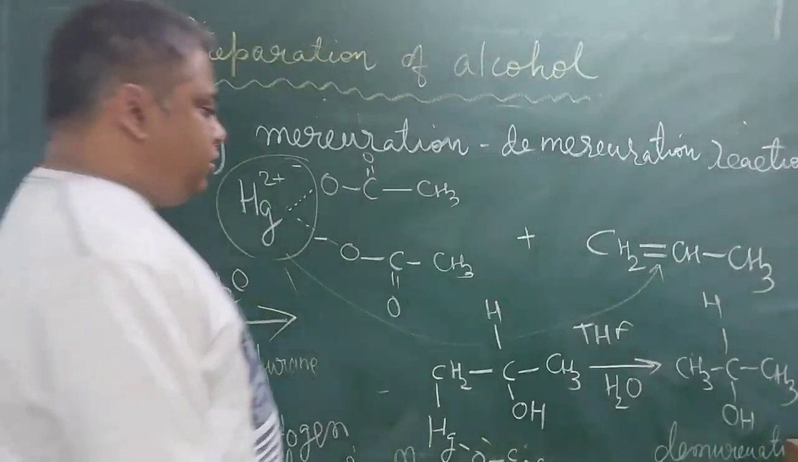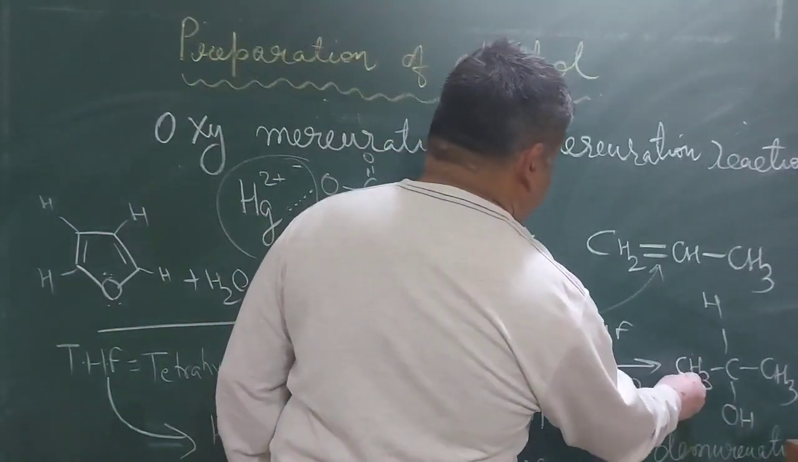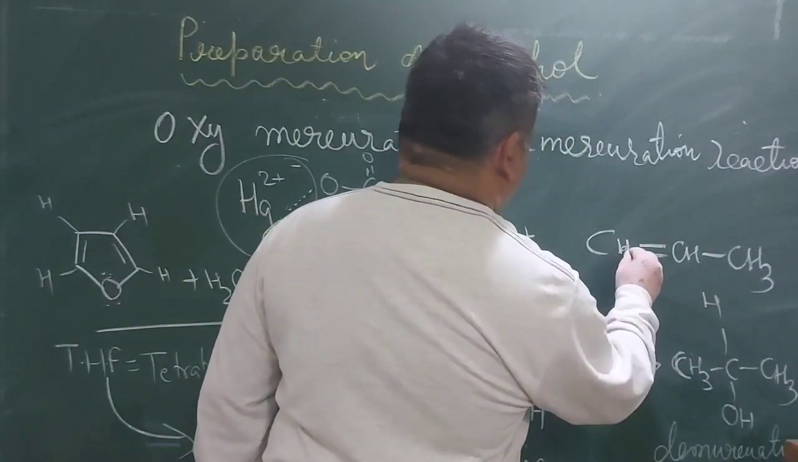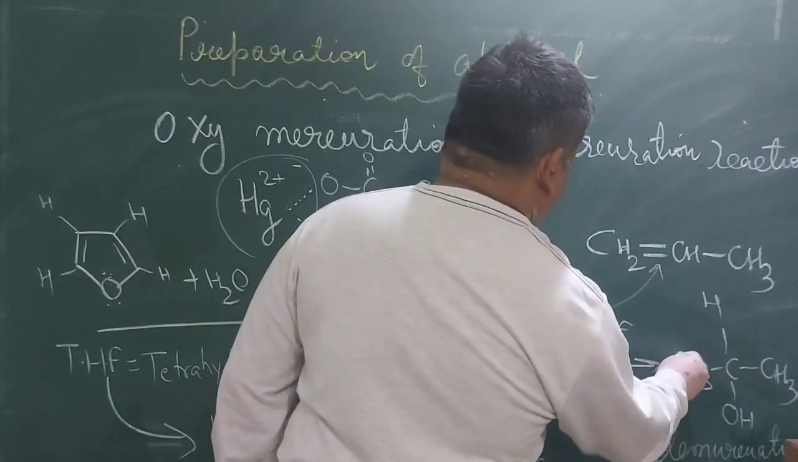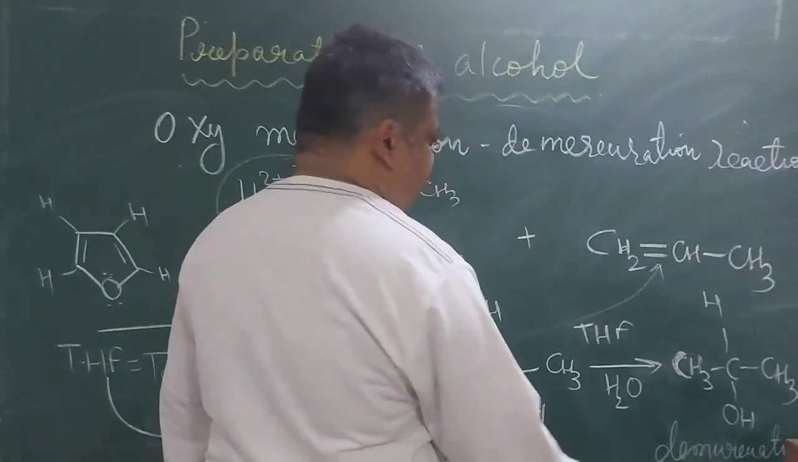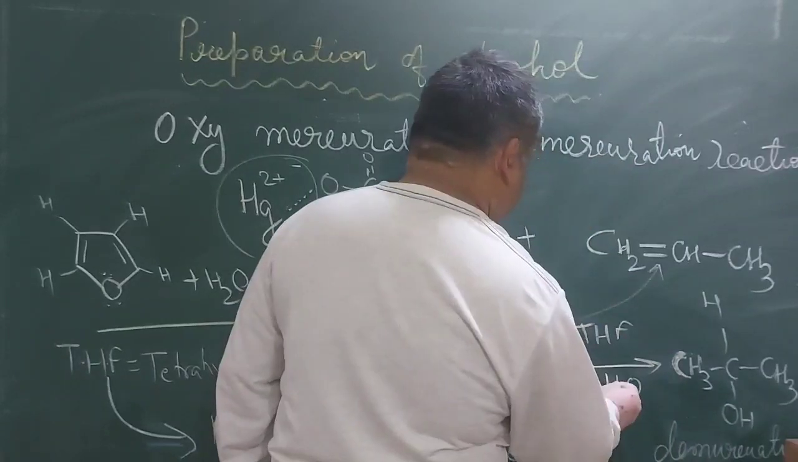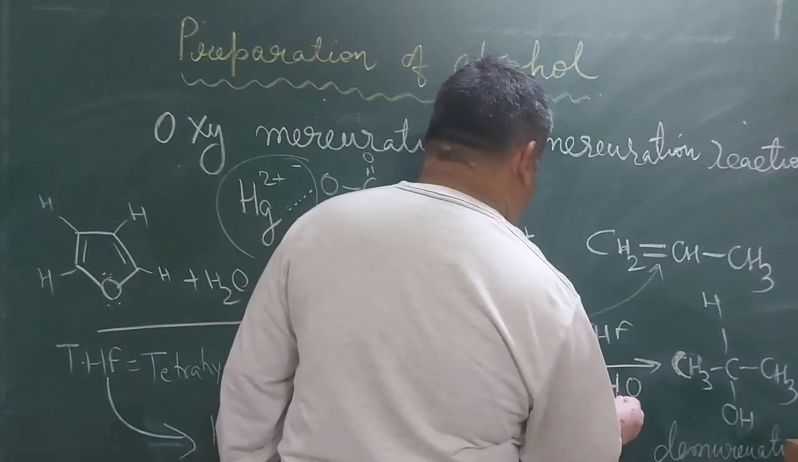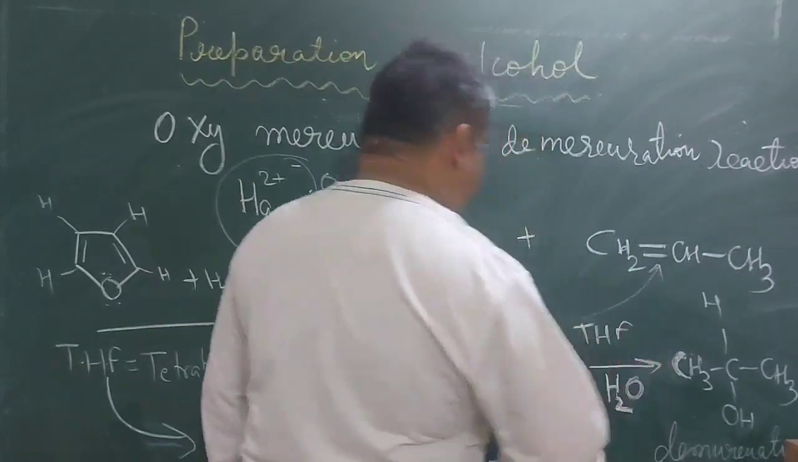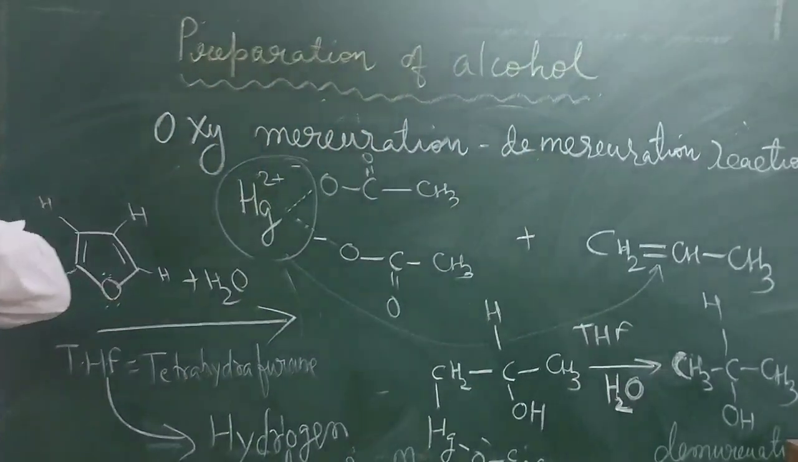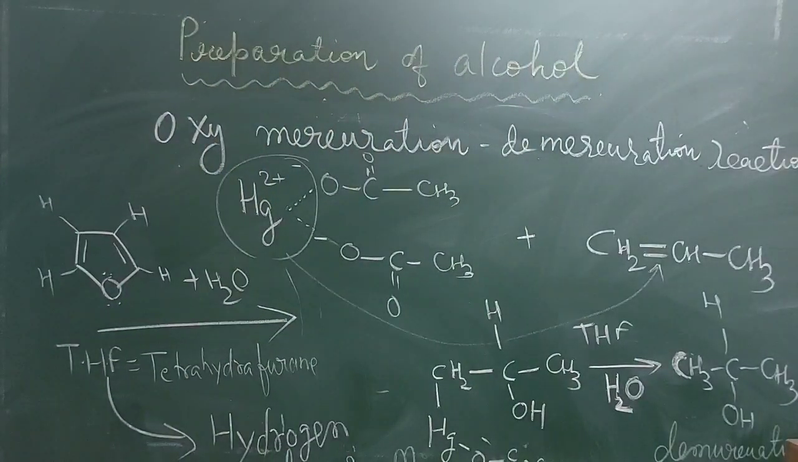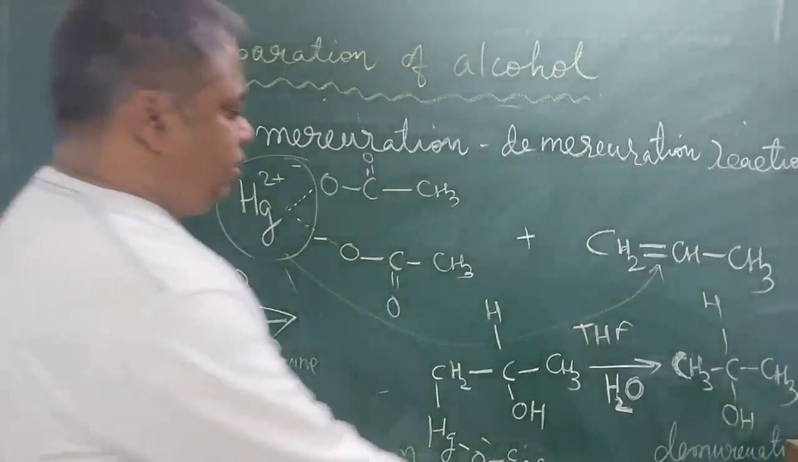So it gives hydrogen to this carbon atom to make it CH2 to CH3. This OH comes from water. So this was the method of preparation of secondary alcohol.